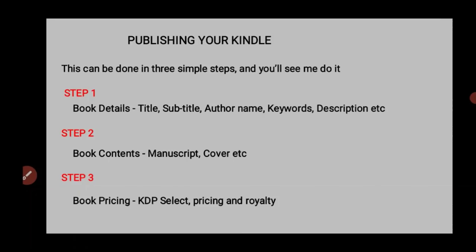So publishing your Kindle book can be done in 3 simple steps, and you will see me do it. Step 1 is about the book details. The book details entail the title, subtitle, the author name, the keyword, the description, right? Step 2 is about the book contents, the manuscripts, and the cover and other things. Step 3, which is the final step, is about your book pricing. You will see how to select your pricing method.